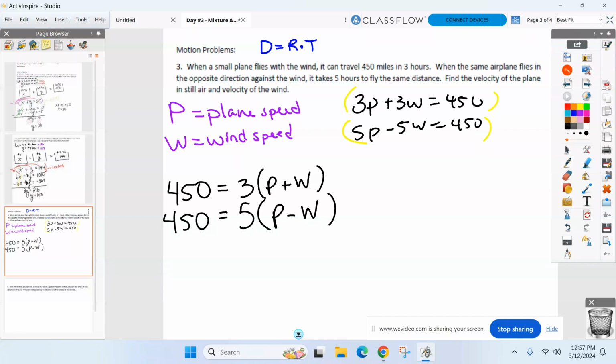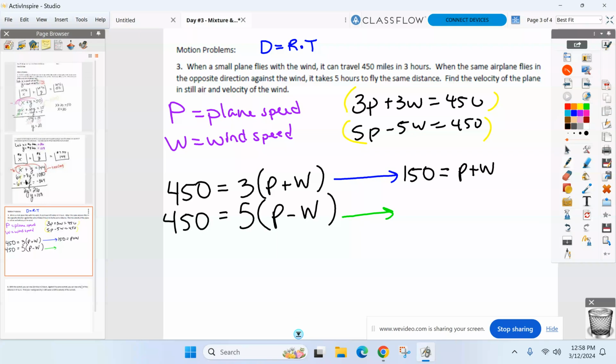Instead, here's what I'm going to show you. Get rid of the 3. How do I get rid of the 3? Divide both sides by 3. Go ahead. Divide both sides by 3. Now what do I get? What's that over on that side? 150? So watch. I get 150 equals what's on the right side still after I divide it by 3? P plus W. And then on this equation, get rid of the 5 before you even start. Divide both sides by 5.